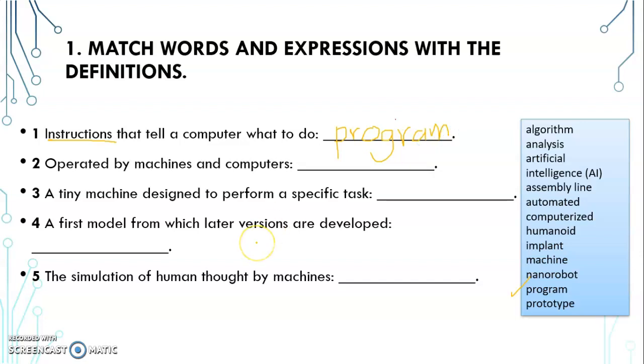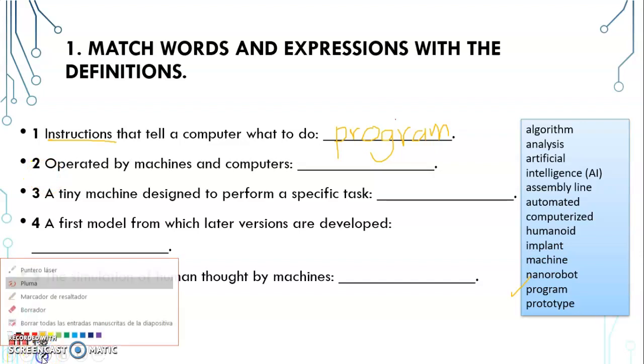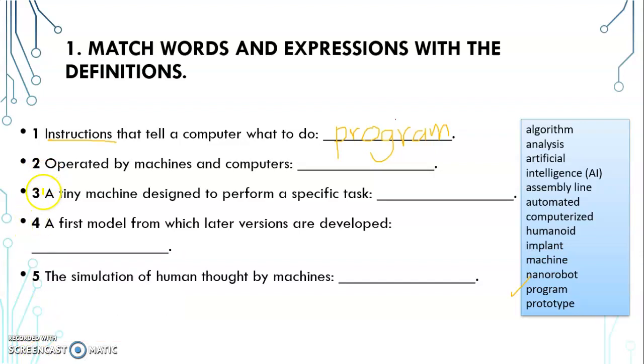Okay, ready. Now number 2: operated by machines and computer. The keyword here is operated. You can use another color; if you prefer, you can use a highlighter here. Operated by machines. What is the word? Choose one from the list that you have. What can be the correct option? If that is operated, it's because we change, and because we change, that means that it is automated.